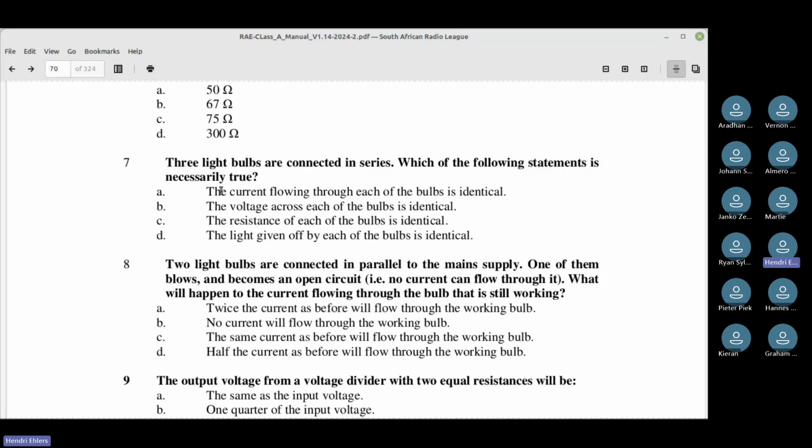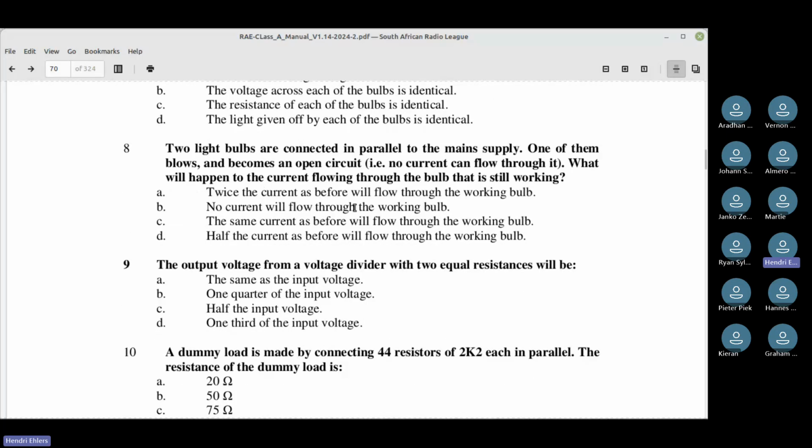The resistance of each bulb is identical. No. The light given off by each bulb is identical. No. So it will be, did I say, 7A, yeah. The current flowing through each, because it's in series, the current anywhere in that circuit would be the same everywhere. So that is 7.